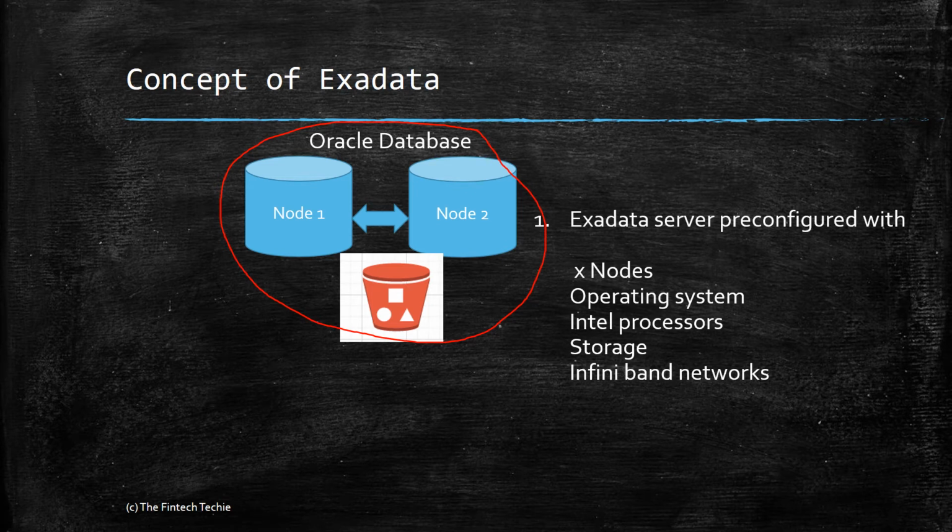It has an operating system, which in this case obviously would be Oracle Linux because it's an Oracle product. It will have Intel processors. It will have a storage, which is closely tied with it. And there's something called InfiniBand networks. Now, these InfiniBand networks are powerful networks with high bandwidth and low latency, which ensures that there is immense speed in the transfer of data. And finally, the Oracle database. So you get something which is out of the box.